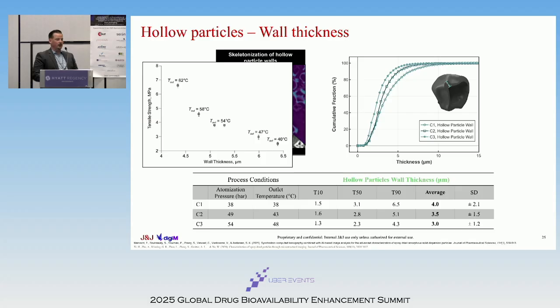This will almost always have some sort of downstream impact in things like tableting. In this particular case, we can see as we're dropping our outlet temperature, we're getting thicker and thicker walls. In turn, they are in compaction compressing less, and we're getting tablets with lower tensile strength. And we see this relationship often.